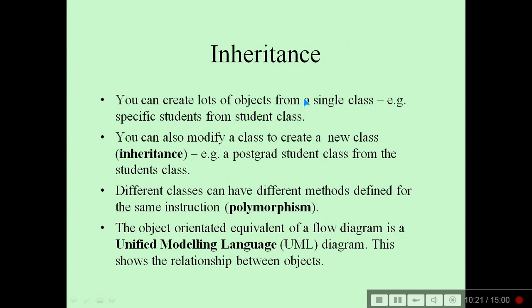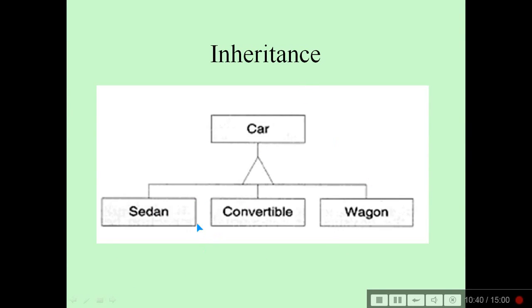Inheritance is one of the aspects of object-oriented programming, that is, the child inherits the properties of the parent. Again, polymorphism, then we represent all these things through the Unified Modeling Language, that is UML. With inheritance, as I said, any car may be a sedan or wagon, and they inherit the properties of the car.